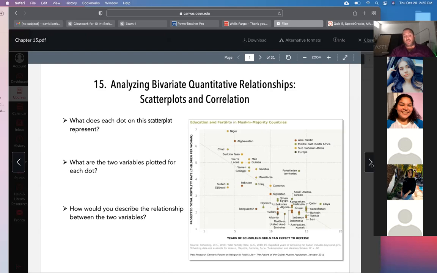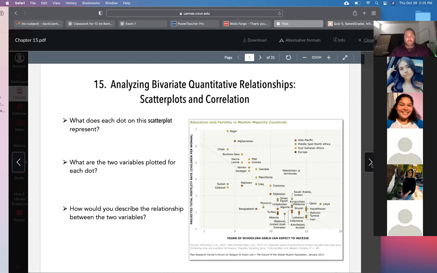Let's revise it. Which country has the highest fertility rate? Because that one only has one. Which one has the highest fertility rate? Niger. And what is the years of schooling the girls can expect to receive for Niger? At least as far as our approximation goes, it looks like about 4.